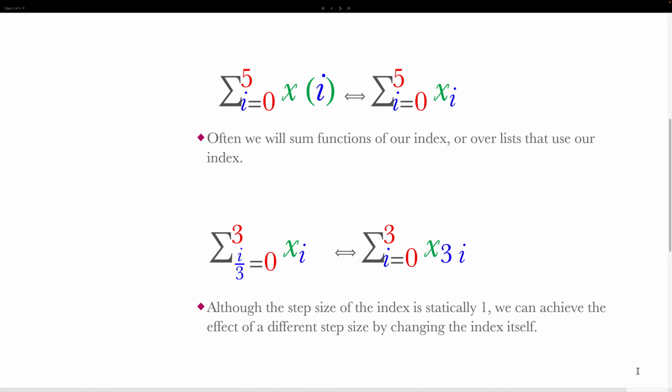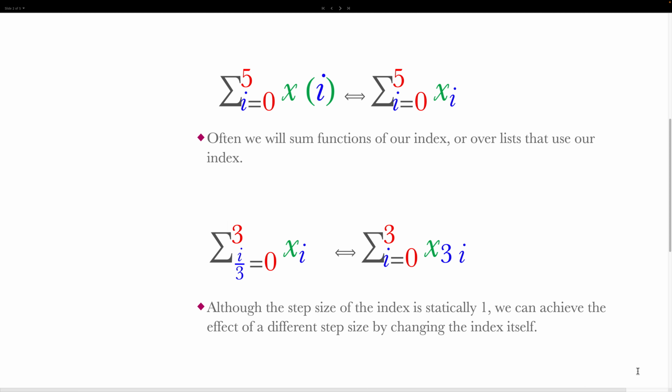This has the effect of taking i over 3 is equal to 0, so i is equal to 0, then i over 3 is equal to 1, so i is equal to 3. Then i over 3 is equal to 2, so i is equal to 6. And then i over 3 is equal to 3, so i is equal to 9. Therefore, the sum takes the sum of x sub 0, x sub 3, x sub 6, and x sub 9.